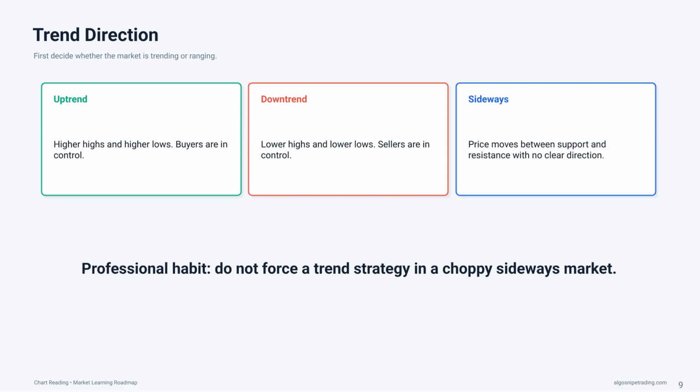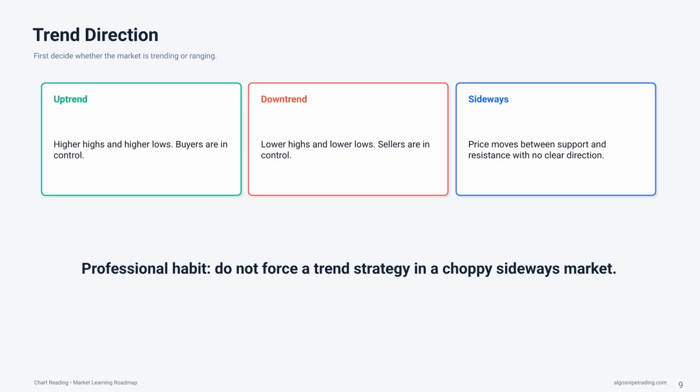A downtrend happens when price is making lower highs and lower lows. This means sellers are in control, and traders may look for selling opportunities on bounces. A sideways market happens when price moves between support and resistance with no clear direction. This is also called a choppy or ranging market.